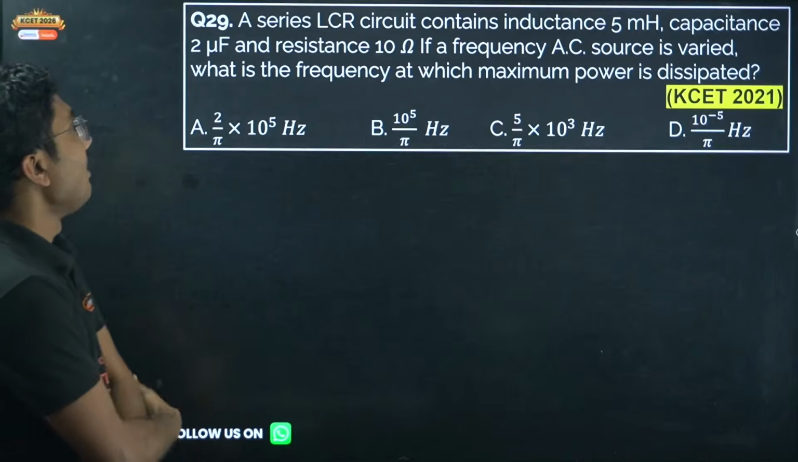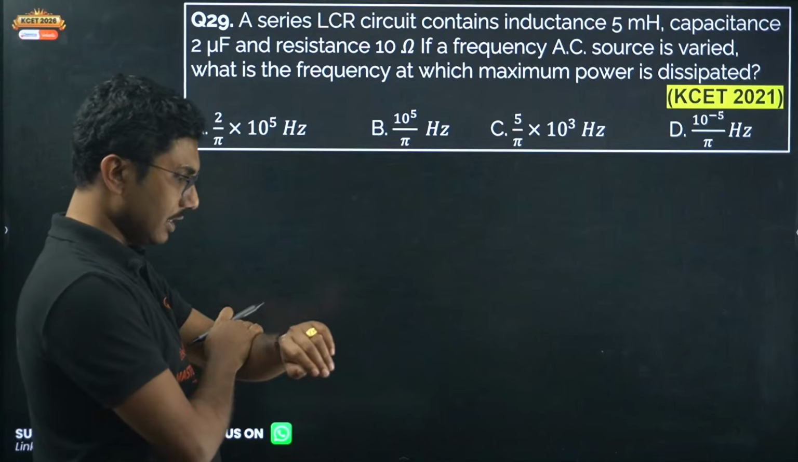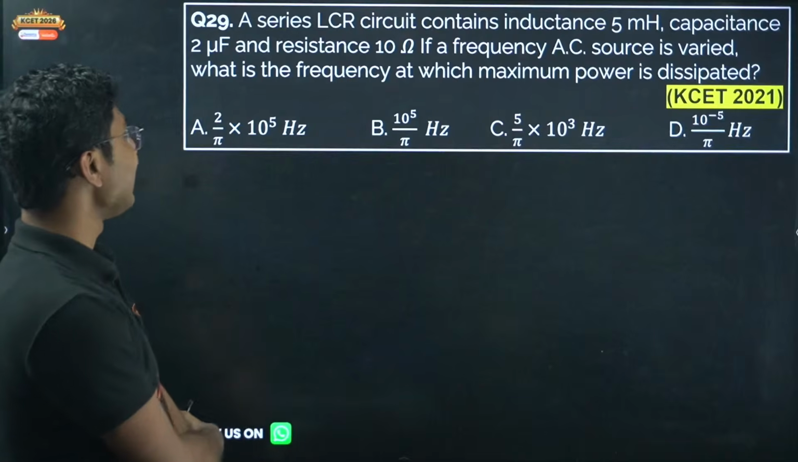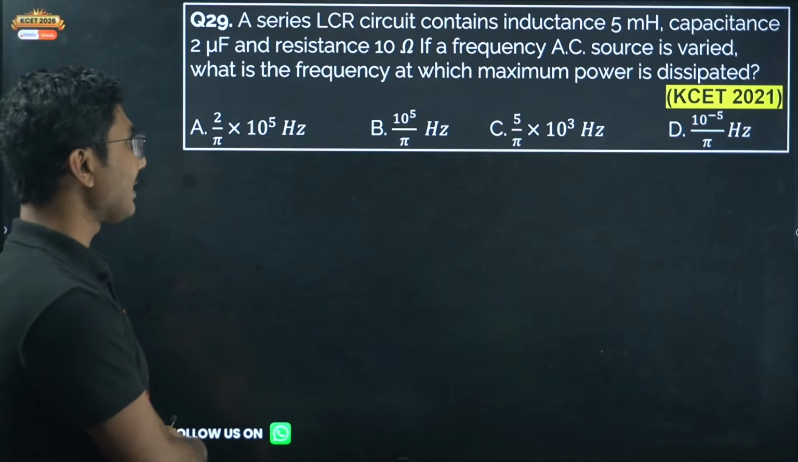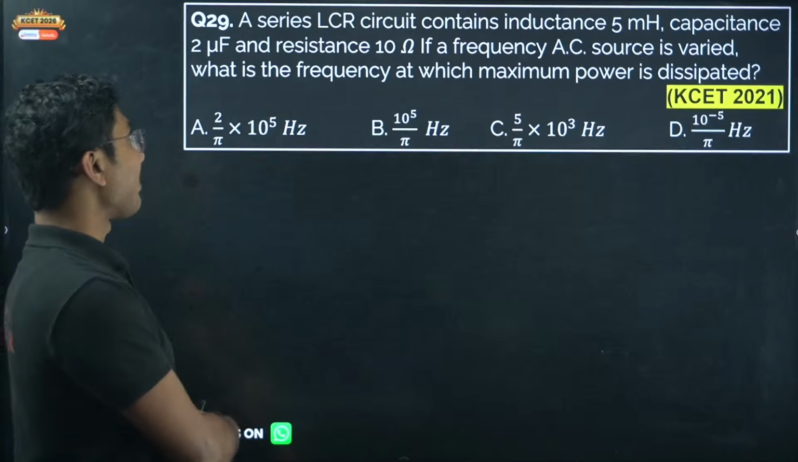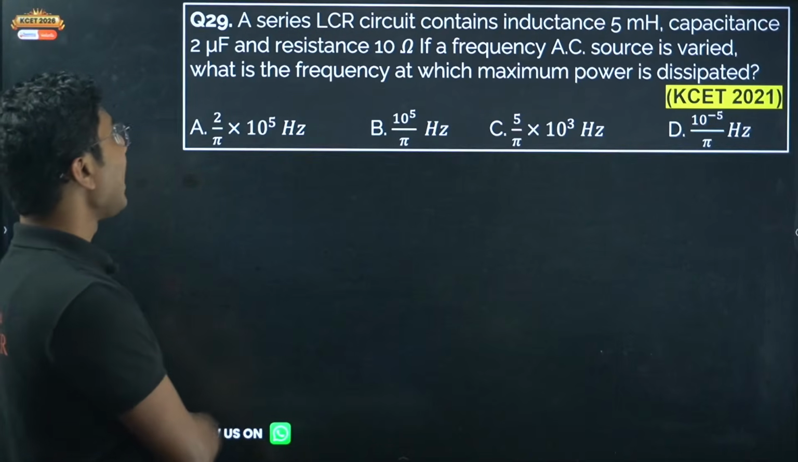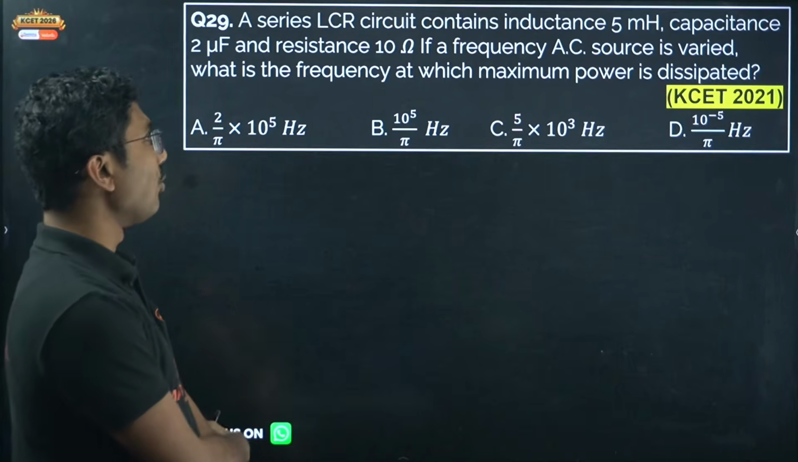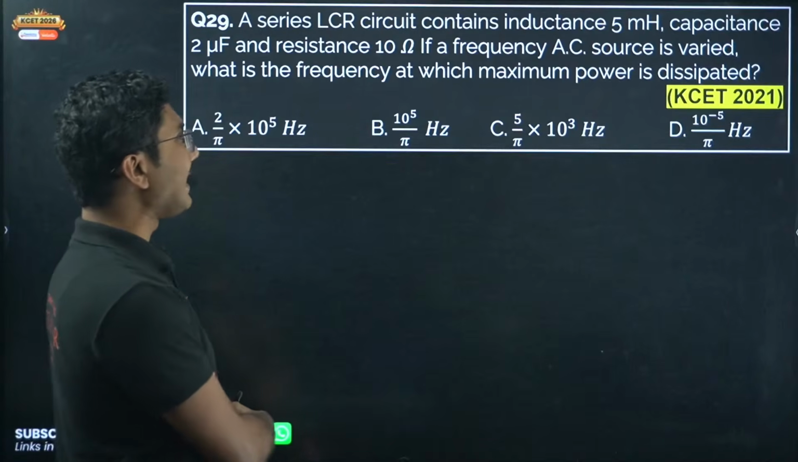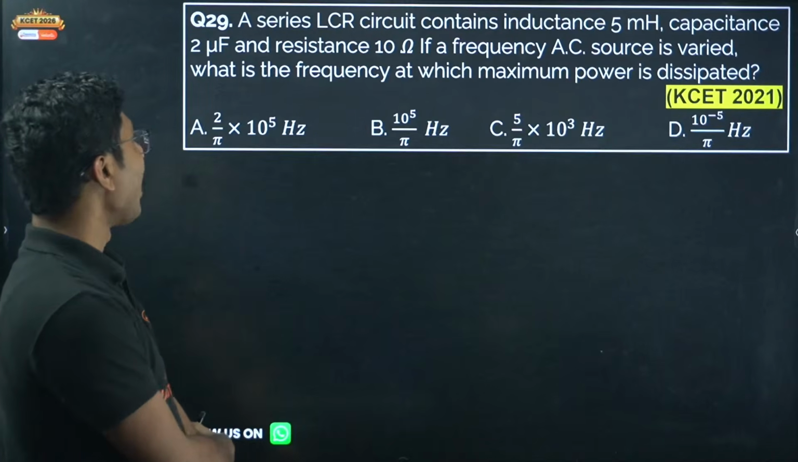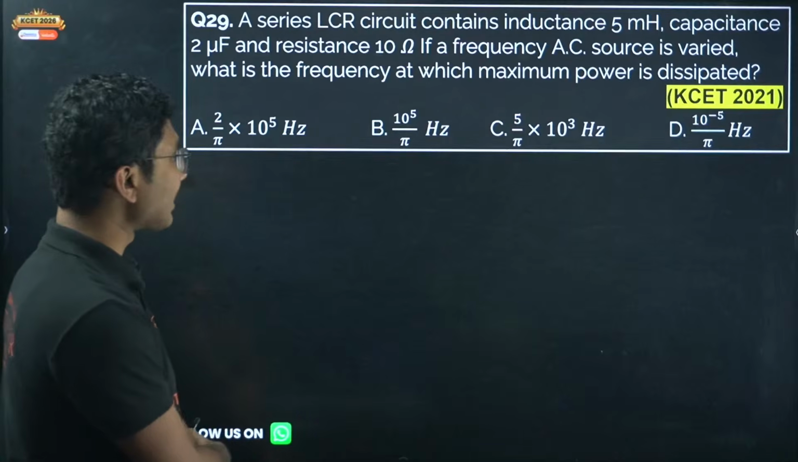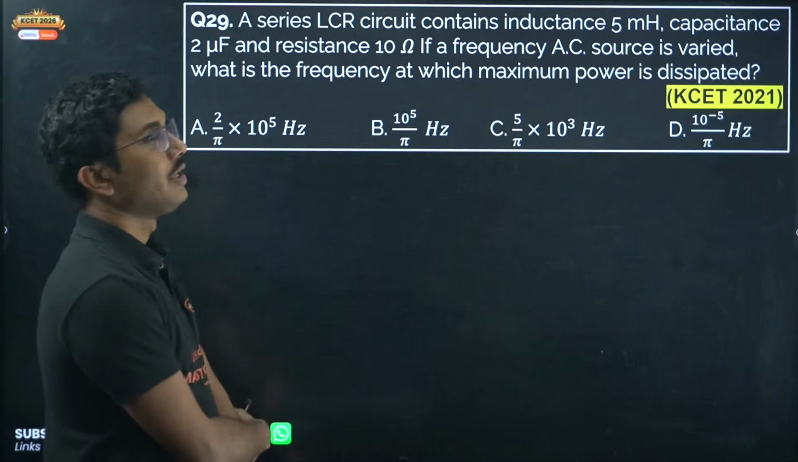Next, a series LCR circuit contains inductance 5 millihenry, capacitance 2 microfarad and resistance 10 ohm. If the frequency of the AC source is varied, what is the frequency at which maximum power is dissipated?